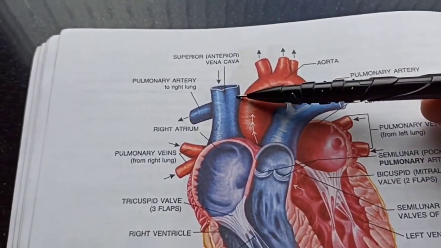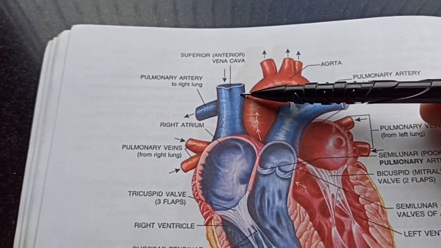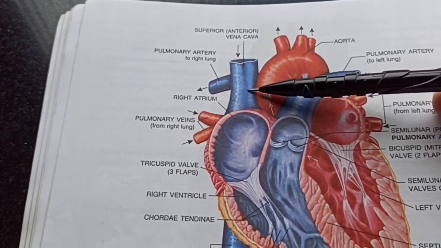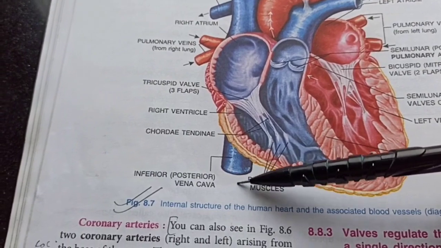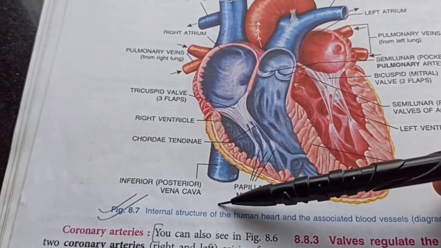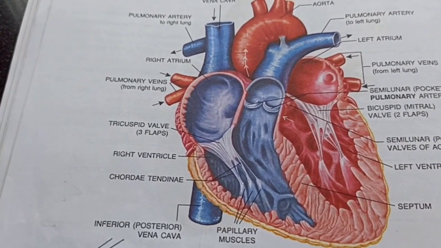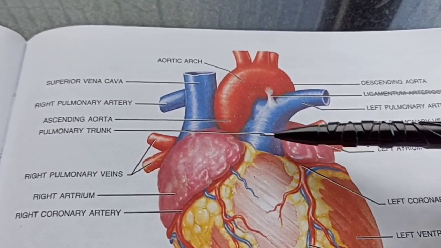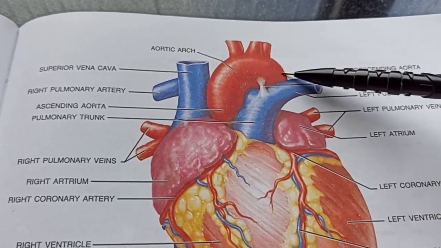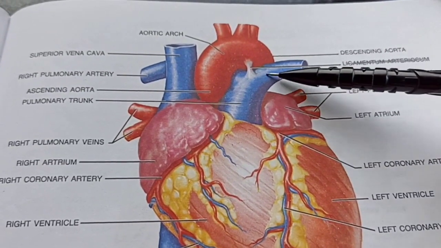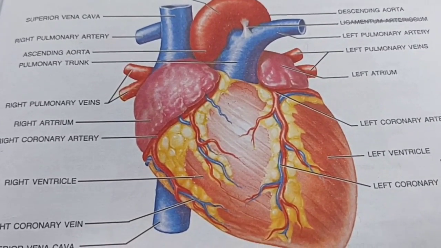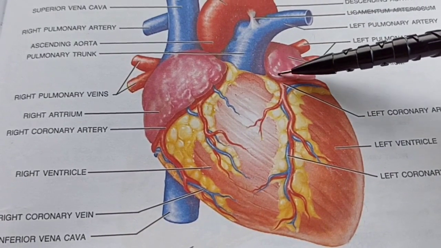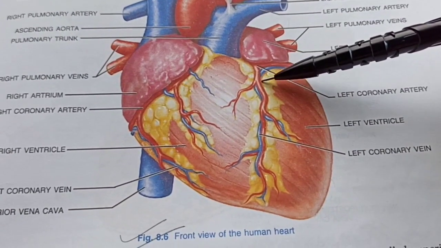The superior vena cava brings deoxygenated blood from the upper part of the body. We have the inferior vena cava or posterior vena cava bringing deoxygenated blood from the lower parts of the body. The aorta arches back, and then we have many arteries arising from the aorta, providing blood to various parts of the body. But one branch provides oxygenated blood to the heart itself.